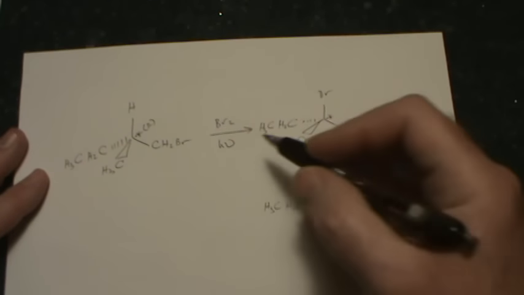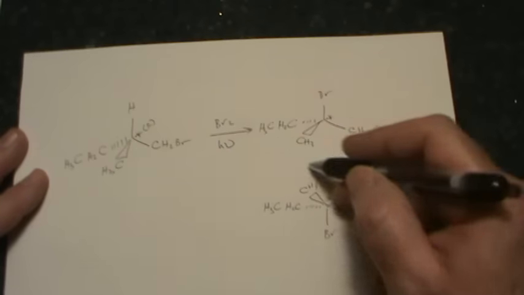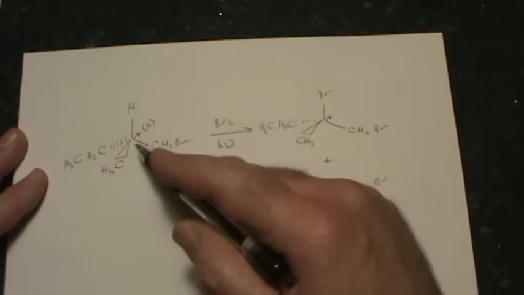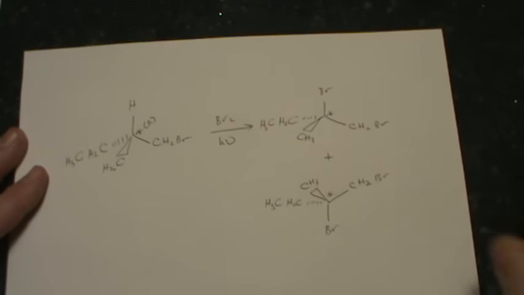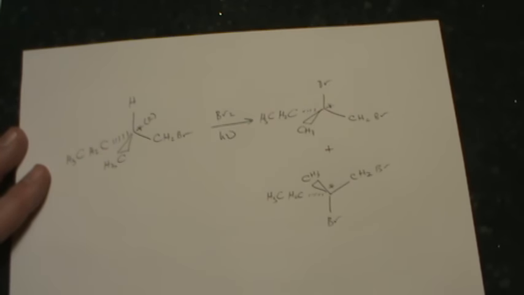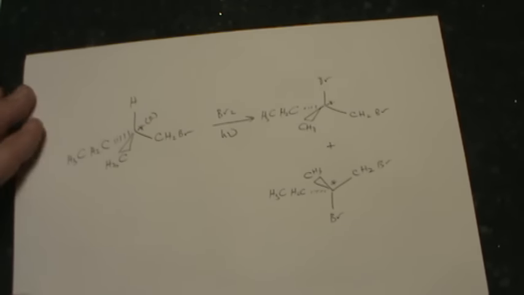So what's going to happen in this photobromination? Will we still wind up with just one configuration? Will it be the same configuration? Will it be the opposite configuration? Or will we wind up with a racemic mixture? This is a good problem because you really have to think carefully about the mechanism.